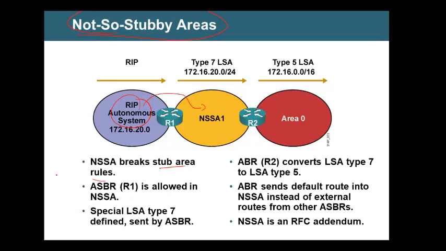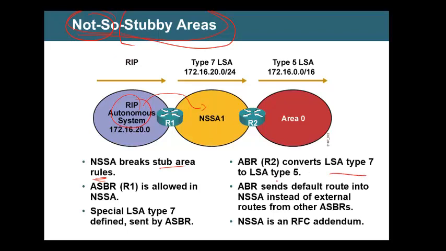So, see, NSSA breaks the stub area rules. Meaning, you still learn external routes. At the same time, 4 and 5 is denied. That is why it is not so stubby. It is still a stub area because stub area will never allow 4 and 5. But how do you see those routes? Because it is converted as type 7.